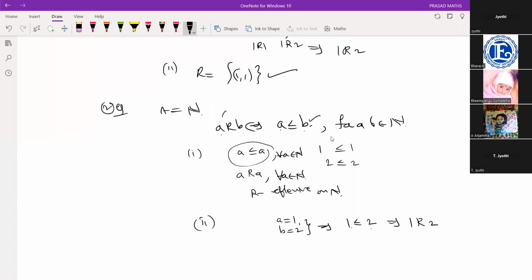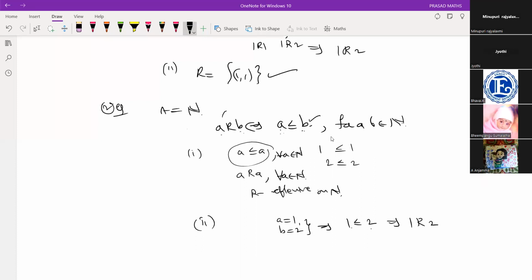Whenever 1 is less than or equal to 2, we can write it as 1 is related to 2. But the thing is, 2 cannot be less than or equal to 1. Yes or no? Therefore 2 is not related to 1. So 1 is related to 2 is there, but 2 is not related to 1. Therefore it's not symmetric.